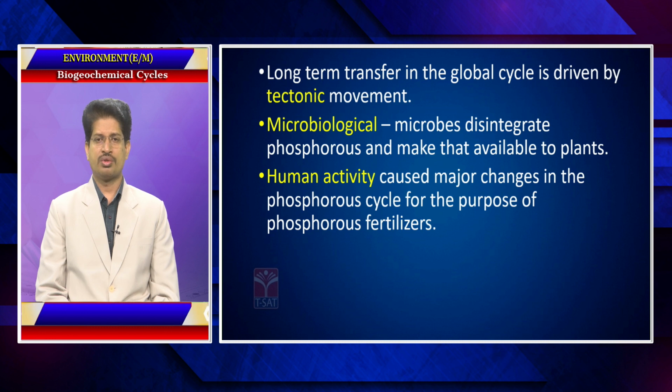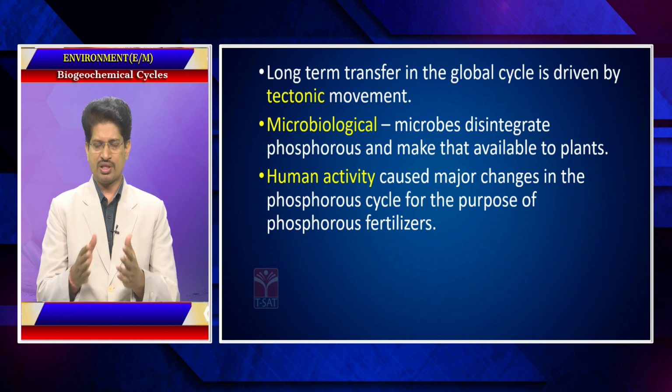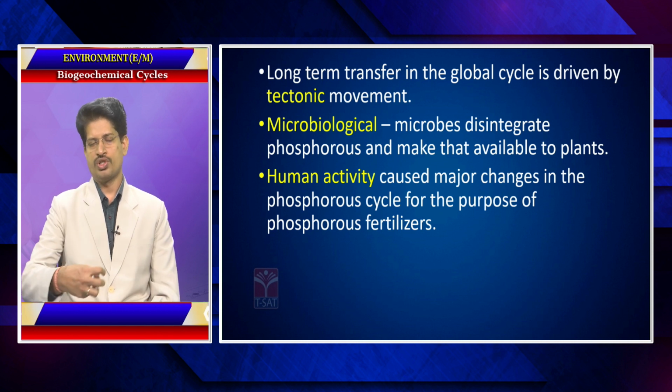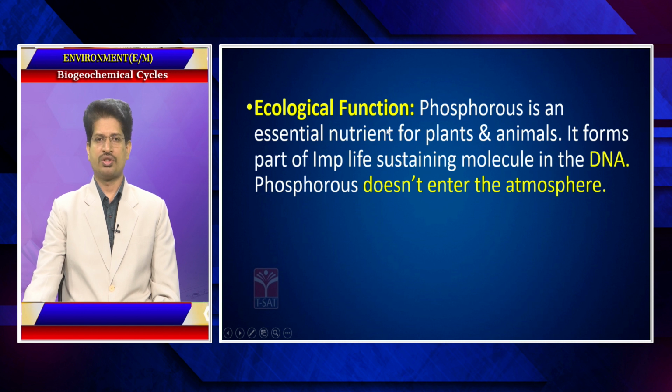Microbes disintegrate phosphorus compounds and make them available to the plants. They break the molecules, as in the examples given to you, and make this phosphorus available to the plants. We have phosphorus, animals and plants. Animals and plants decay, disintegrate, mineralize and mix the phosphorus into the soil, which can be reabsorbed by the plants. Human activity causes major change in the phosphorus cycle for the purpose of phosphorus fertilizers. We exploit the phosphorus rock and use it in manufacturing phosphorus fertilizers for industrial purposes. So, what is the ecological function of phosphorus?